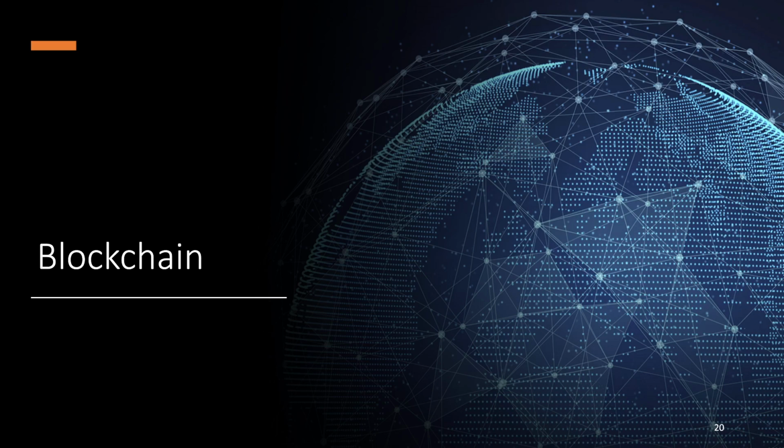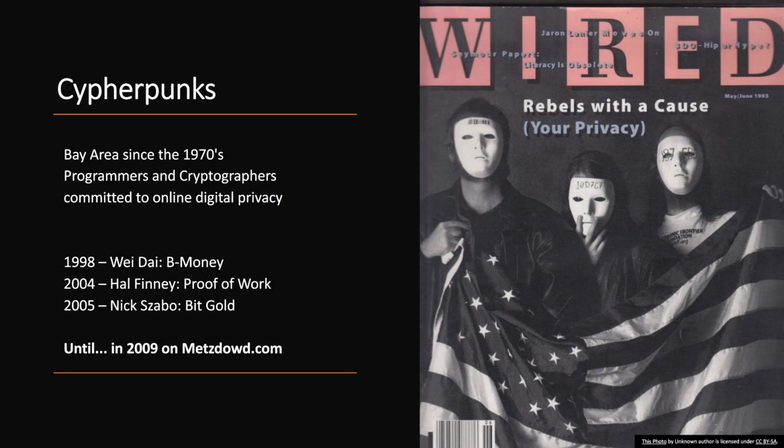So the 2008 crisis was really a big deal, especially to a group of people called the cypherpunks. And this is a movement that has been growing in the Bay Area since the 1970s. And it was a collection of these kind of hippie programmers and cryptographers who tended to skew very libertarian and in some cases anarchistic. And they were committed to online digital privacy. And so this movement had been going on for a while, and a lot of forums and a lot of discussions and a lot of research all came from these hackers, essentially.